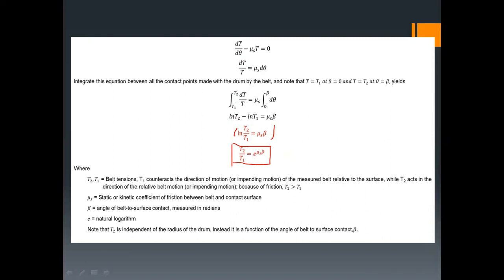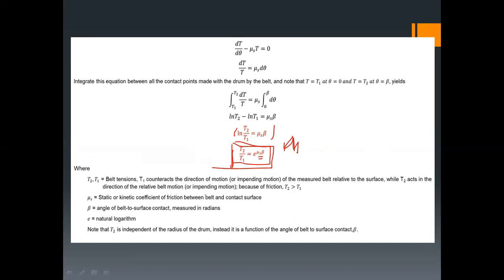So, T2 over T1 equals to, so ito yung ginagamit natin to get the tensions natin kung meron tayong given tensions. And then yung ito, don't forget na nagagamit natin siya, I mean itong mu s or your coefficient of static friction, no? Nagamit natin din siya kapag meron tayong angle. So, yung T2 and T1, no, belt tensions yan, T1 counteracts the direction of motion or impending motion of the belt relative to the surface, while T2 acts in the direction of relative belt motion, no? So, because of friction, our T2 is greater than our T1 or tension 1.